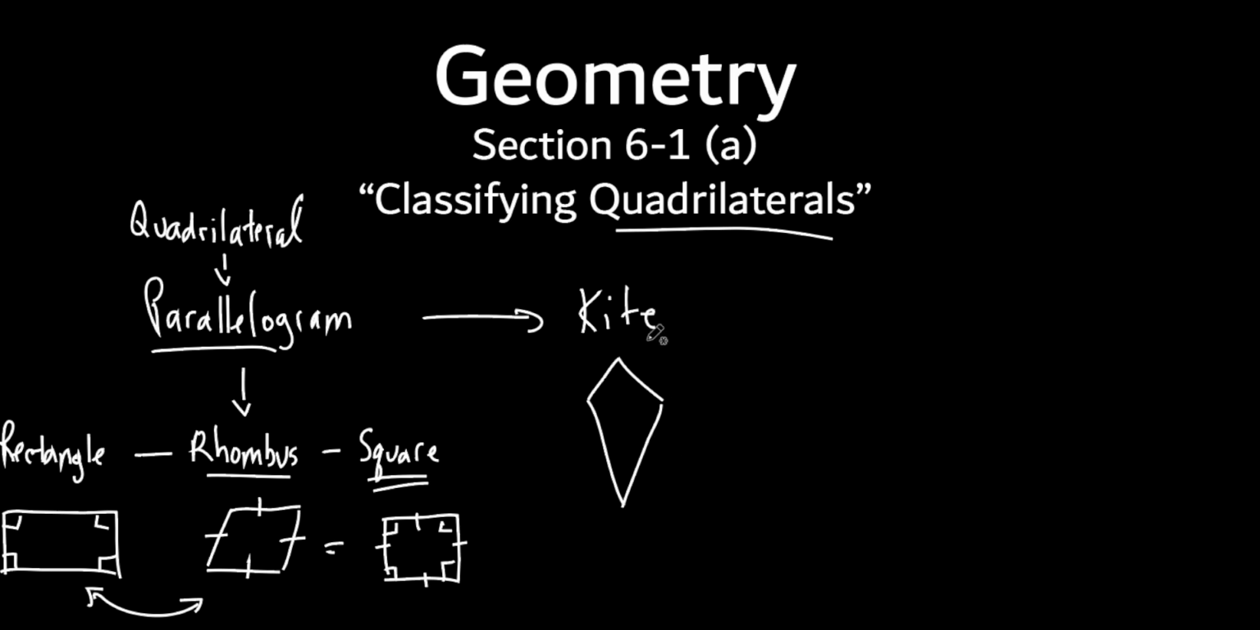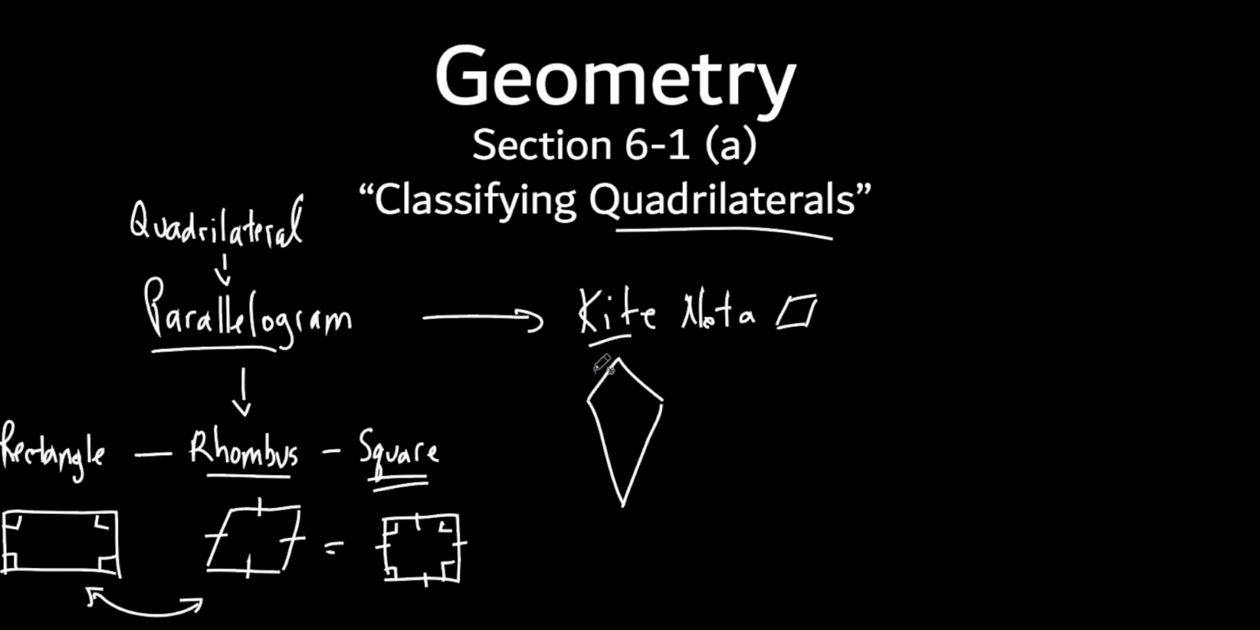What do we know about a kite? Well, first of all, a kite is not a parallelogram. Okay, I'll just put the symbol for parallelogram. So a kite is not a parallelogram because both pairs of opposite sides are not parallel to each other, but it is a quadrilateral. So this fits under the quadrilateral category, I guess.